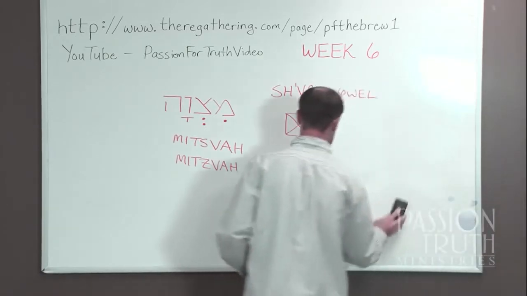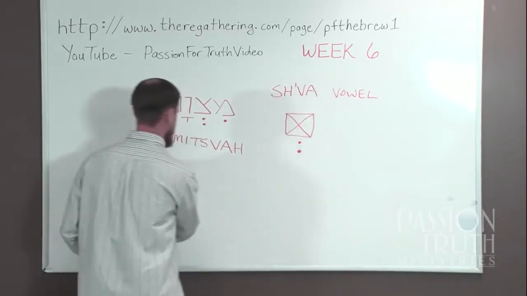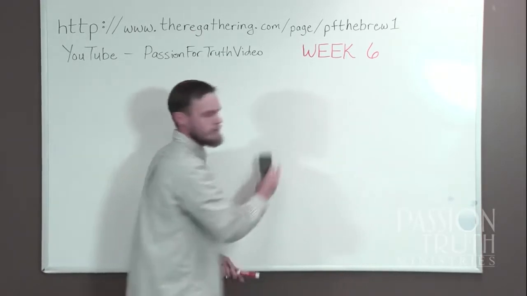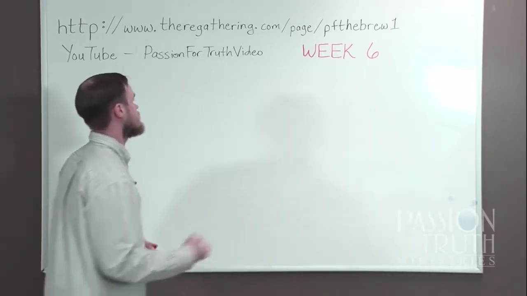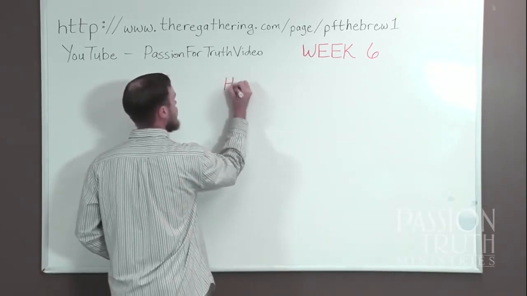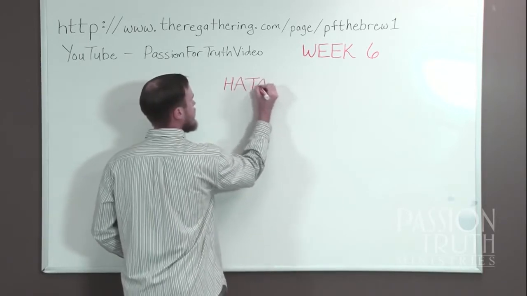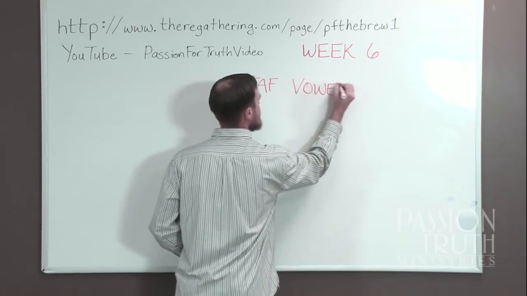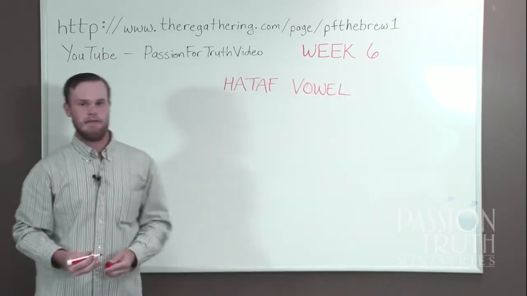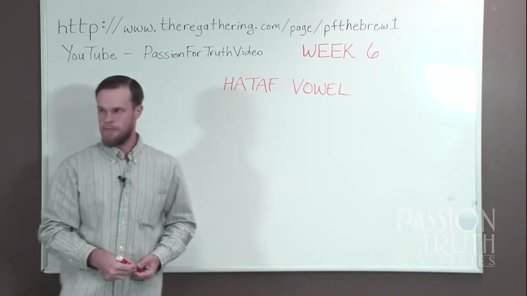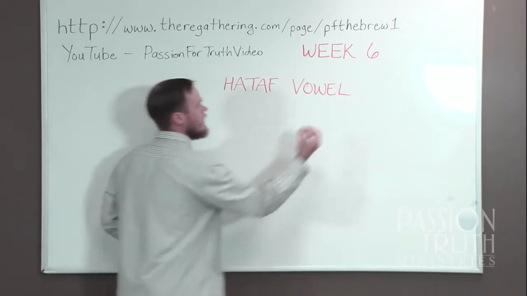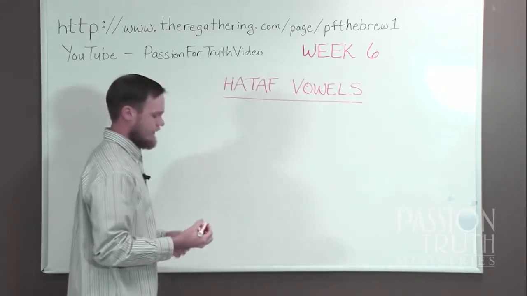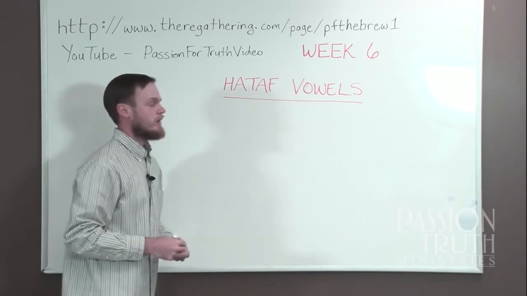All right. Now that you know what a schwa is, I can explain the chataf vowels. Chataf would be the ch. It's a chet. As I mentioned, there are exactly 3 chataf vowels, and they look an awful lot like 3 other vowels.